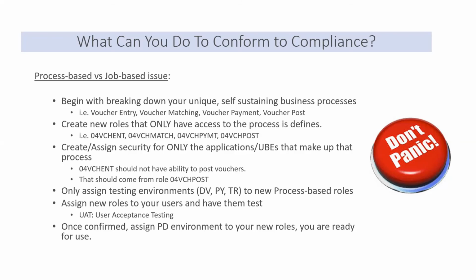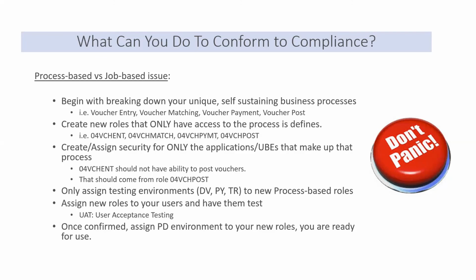Create and assign security for only the applications and UVs, like I mentioned, for each of the self-sustaining business process roles. Assign the testing environments only. So again, we are creating these new roles. We've got public, that's going to act as our open close. And then we've got these new process-based roles, and they have DB, PY, TR, or whatever your training environments are. Assign these roles to your users and have them test.